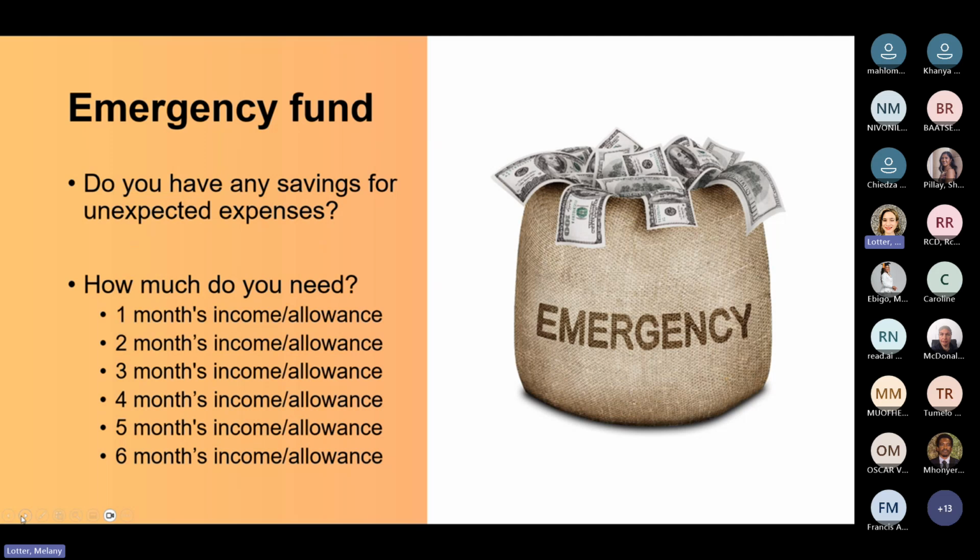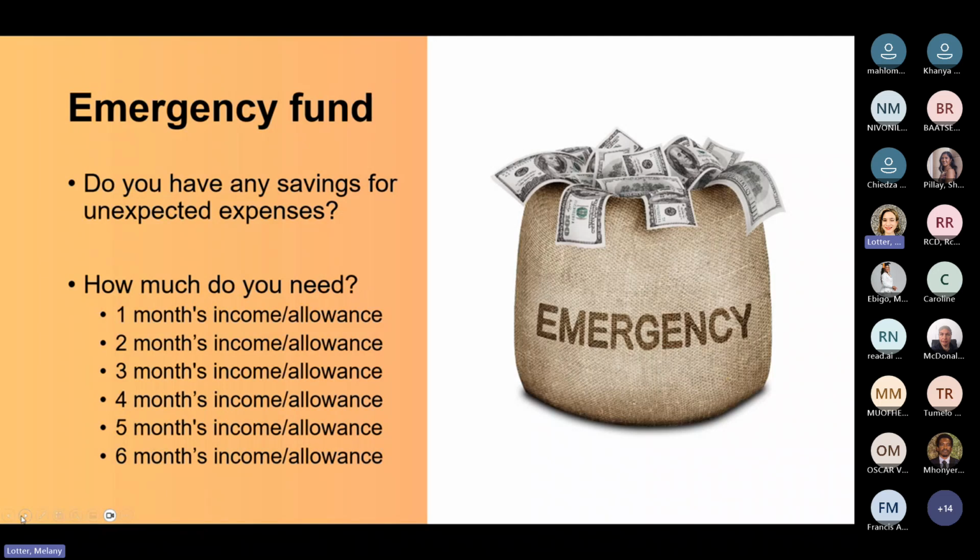So let me ask you this question. Do you have any savings for unexpected expenses? And the second question that you can maybe add in the chat box is, how much do you need? It's very difficult. Students don't have a fixed income. Students sometimes don't have an income at all. They rely on study loans, bursaries, and allowances. But how much do you think you need to cover for emergencies? You can type anything in the box. Maybe if you work on allowances, do you need a month's allowance to save to protect yourself against unforeseen expenses?